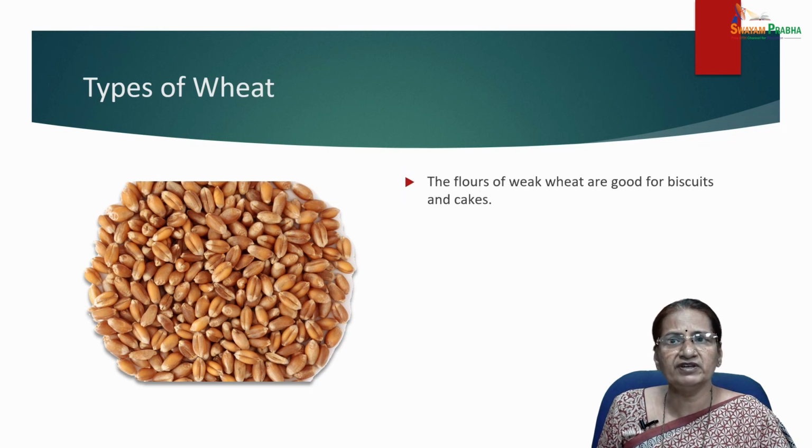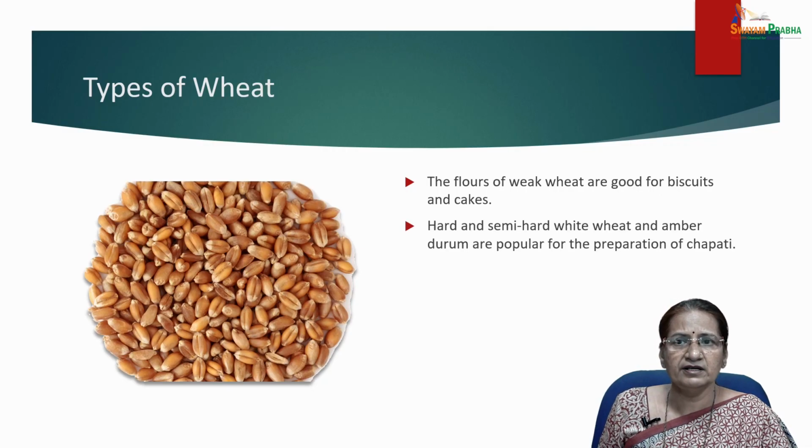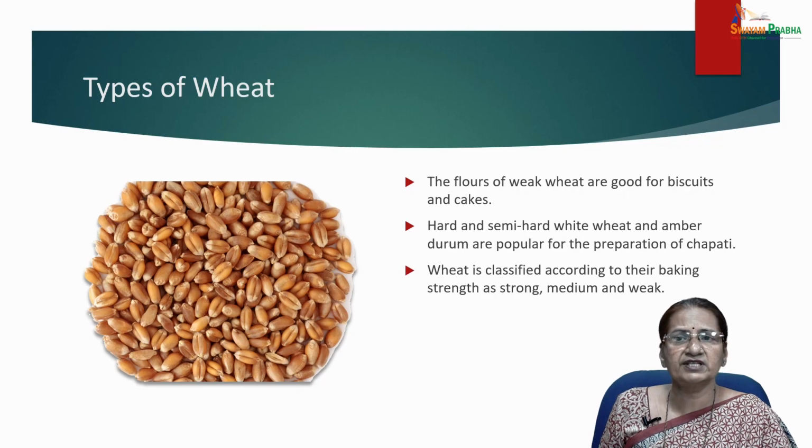The flours of weak wheat are good for biscuits and cakes. Hard and semi-hard white wheat and amber durum are popular for the preparation of chapati. Wheat is classified according to their baking strength as strong, medium and weak.